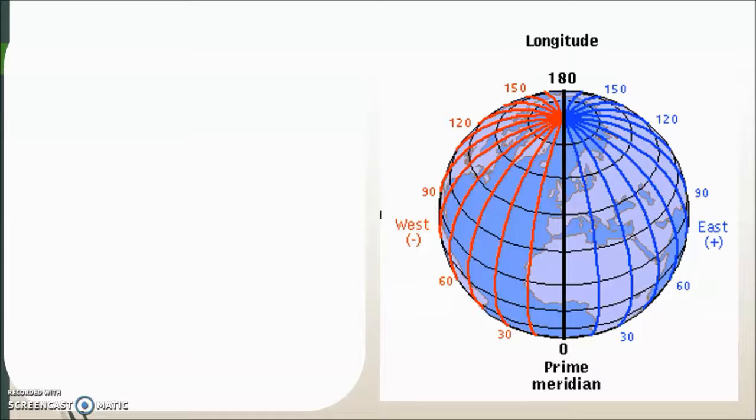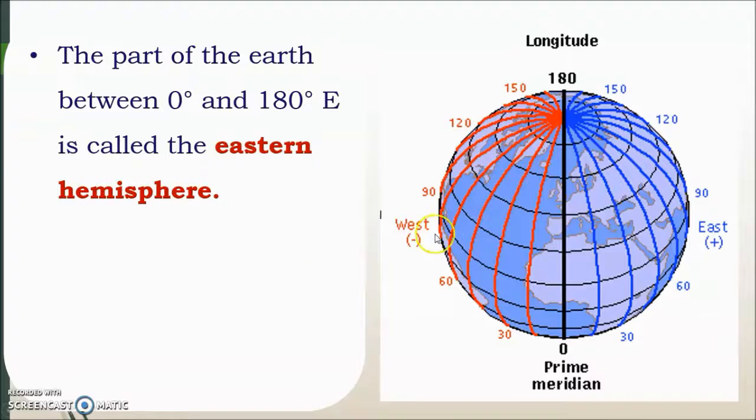The prime meridian and 180 degree meridian form a circle which divides the earth into two hemispheres. The part of the earth between 0 degrees to 180 degrees in the east is known as the Eastern Hemisphere, and the part of the earth from 0 degrees to 180 degrees in the west is known as the Western Hemisphere.